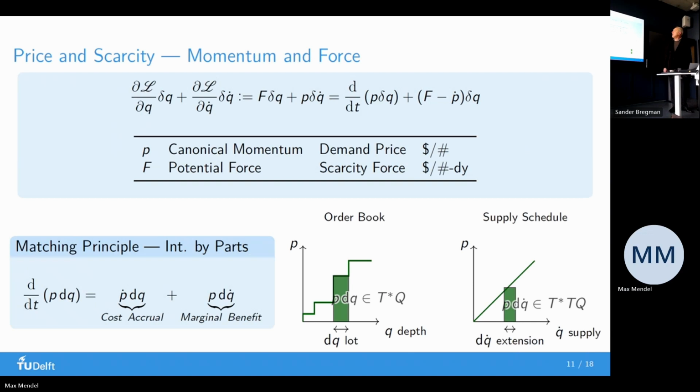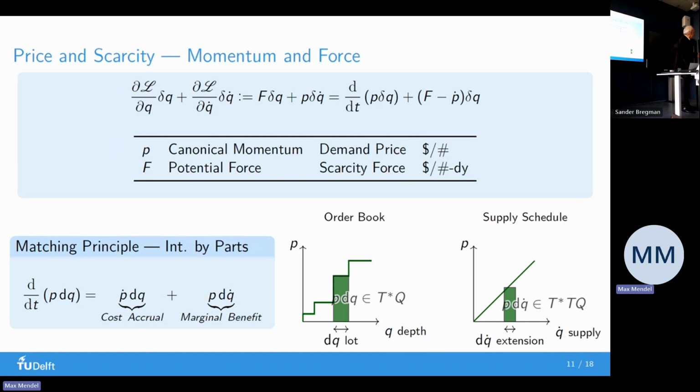So here I just repeated it. And this thing here, the marginal cost if I increase the amount demanded, that's called the canonical momentum. That's the price. It's a little different price than what I had before because I got a Q dot here. All right, we'll talk about that. And then this thing, what does it say? It says how much do I like having a little bit more in stock? Or how much do I dislike being a little bit short? Okay. So that's the potential force.